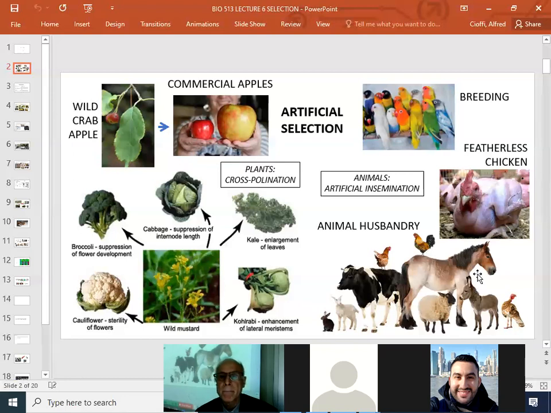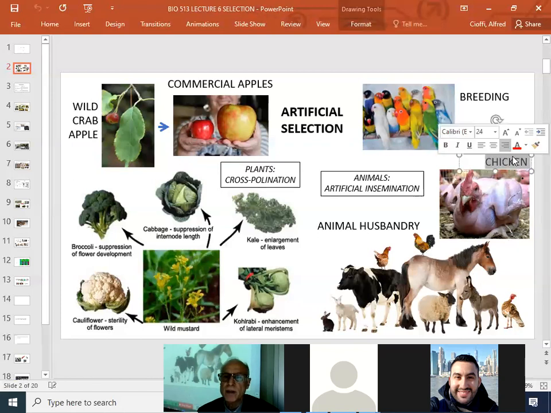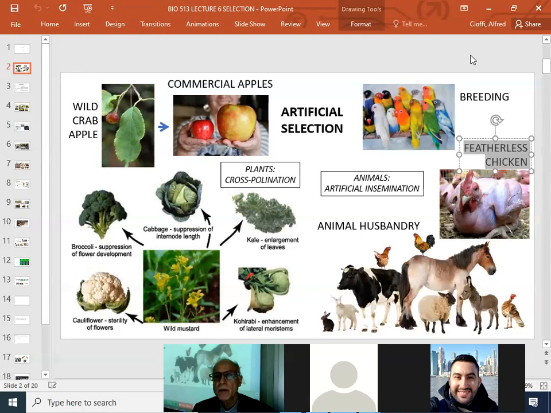Okay? We can also select for no feathers on a chicken, and I think it was the Israelis that came up with the featherless chicken because it's labor intensive to pluck the feathers from the chicken, and labor means money for the industry, means expense, means payroll, etc. So I think it was the Israelis that invented the featherless chicken. They simply plucked out the feather genes on an embryo early on, and that embryo developed featherless. And then they upscaled that into a whole mass production.